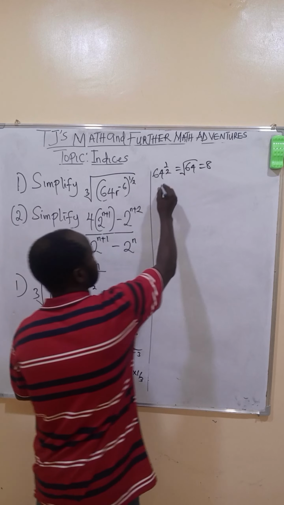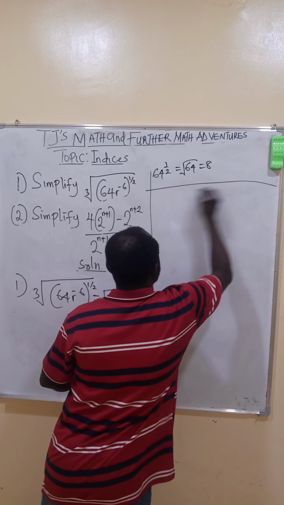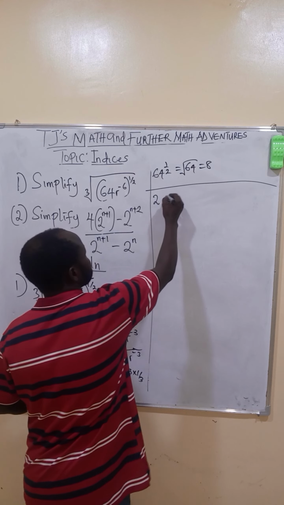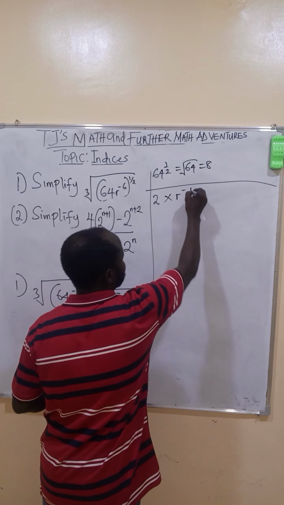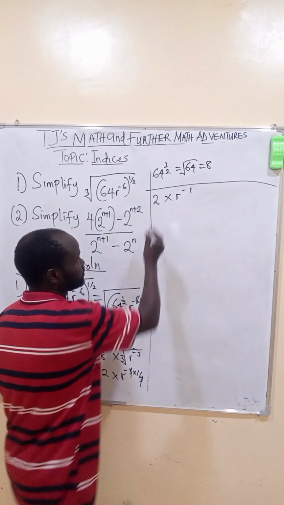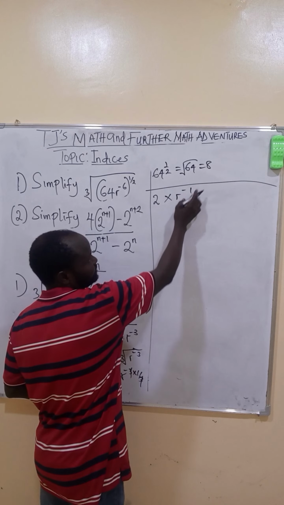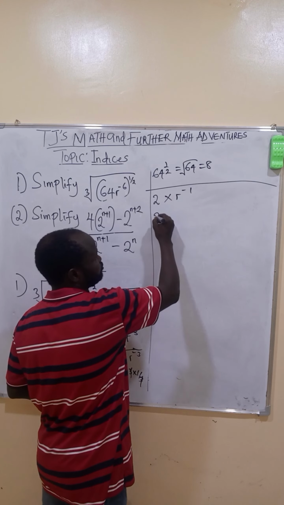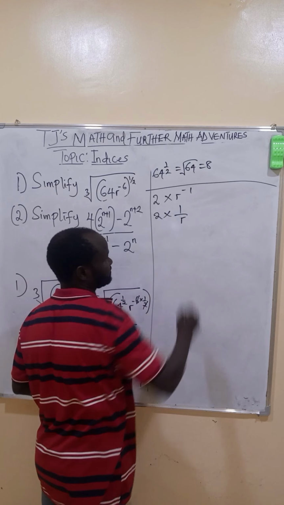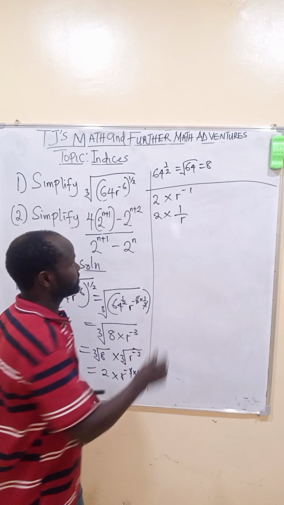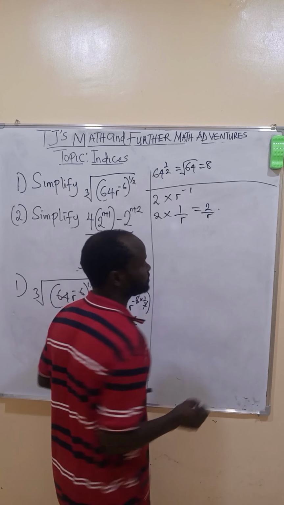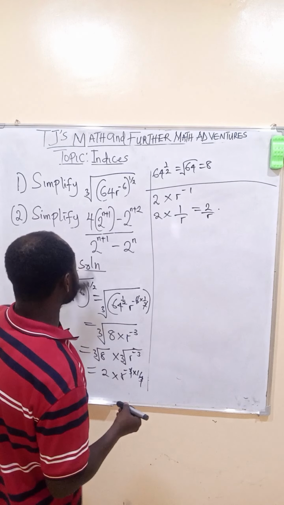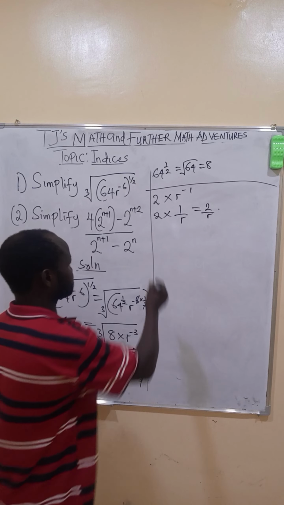And this will be the same as 2 times, this 3 will divide this, we have r power minus 1. So this negative law, we apply negative law of indices here. This will be 2 times 1 over r from the negative law of indices. So this will now be 2 times 1 is 2 over r. So this is the solution to the first problem. Let's look at number 2.